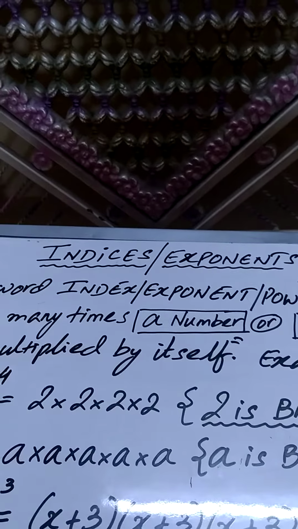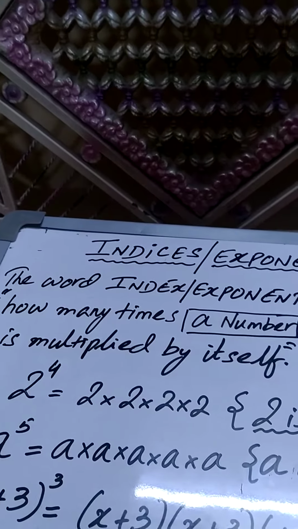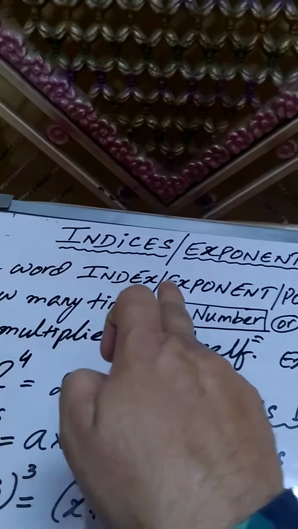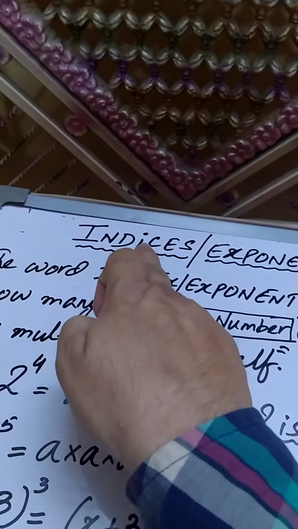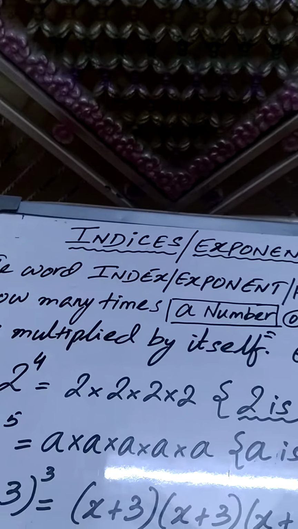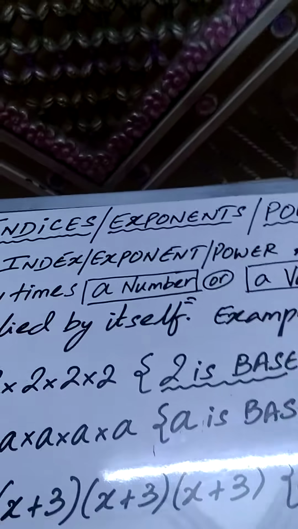Today my topic is indices. Indices is a plural of index. The original word is index, and indices is the plural of index. There are two more words we will use instead of index. We also call it exponent and we also call it power.